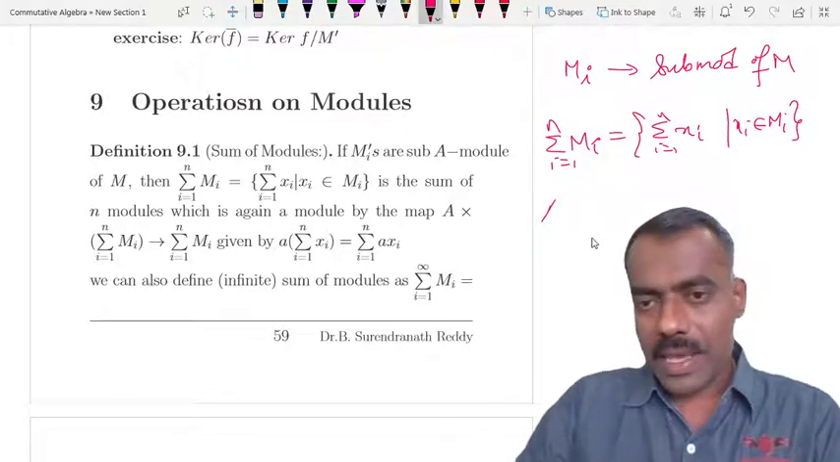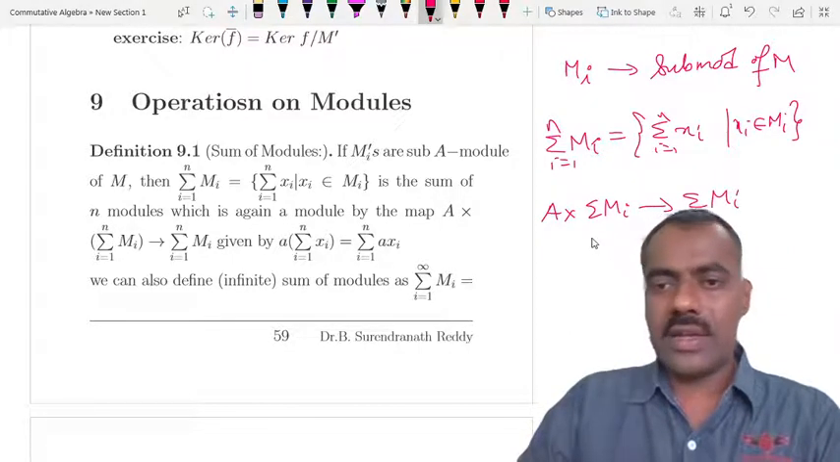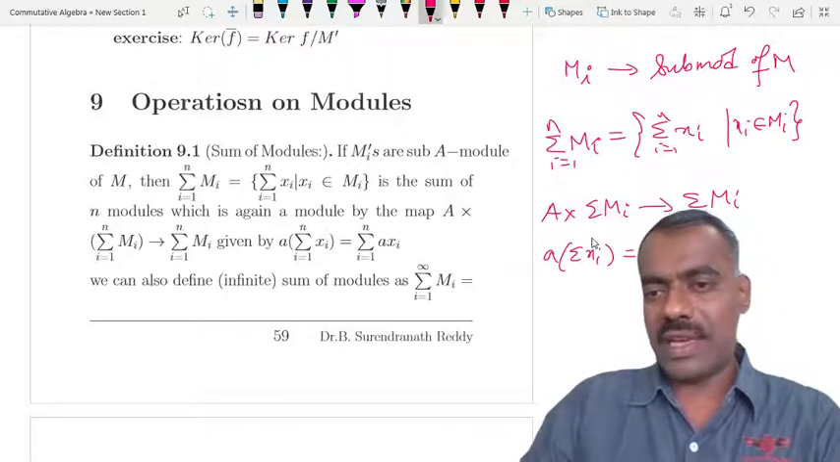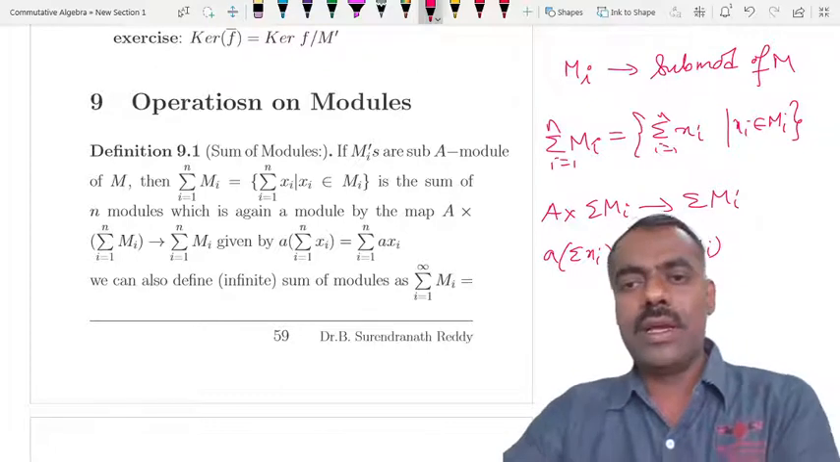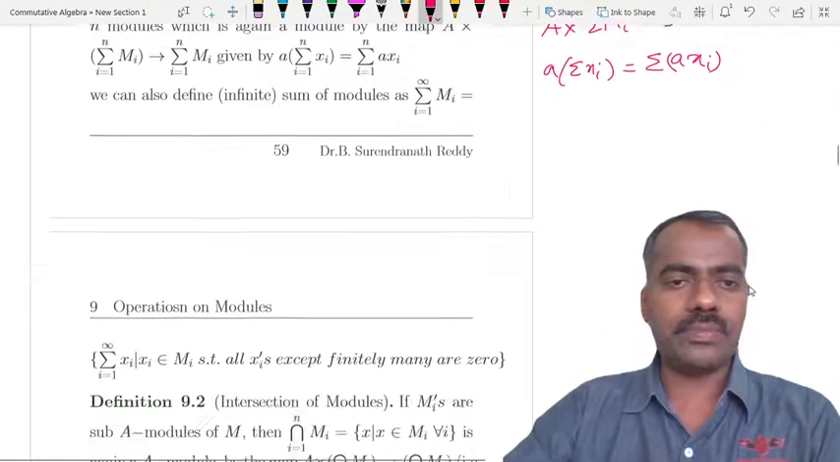What should be the map? We require a map from A cross summation Mi to summation Mi. We can easily check that a times summation xi you simply define as summation a times xi. So with respect to this map, you can easily say it is again a module over A.